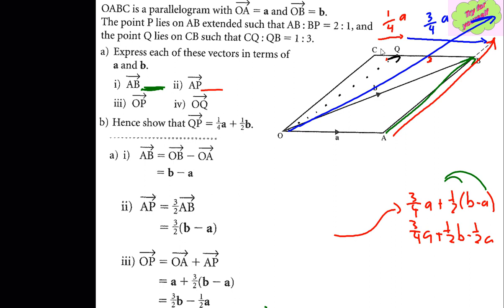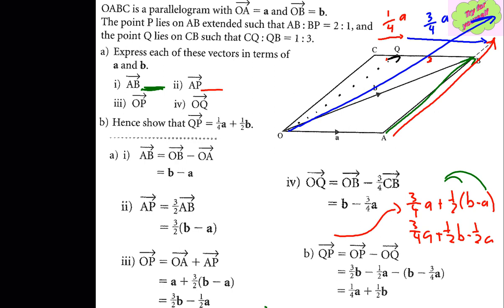So we know that OC is parallel to AB. Alternatively, the way they did it, they did OB minus 3/4 a, because we know that's 3/4 a going this way, so minus 3/4 a. That makes more sense. That's easy because it's already labelled. OQ is b minus 3/4 a. That's done already.